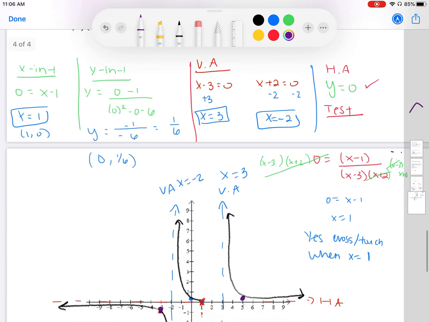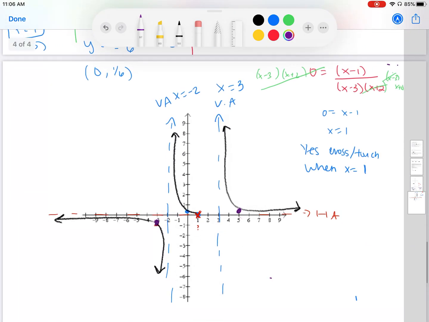So I have -1/4. So it's going to go down since we have a negative. So I answered my question. At that point, I don't touch it, I cross it. So I cross to continue on and go like this. And after your work, if you want to check it, you can always use Desmos.